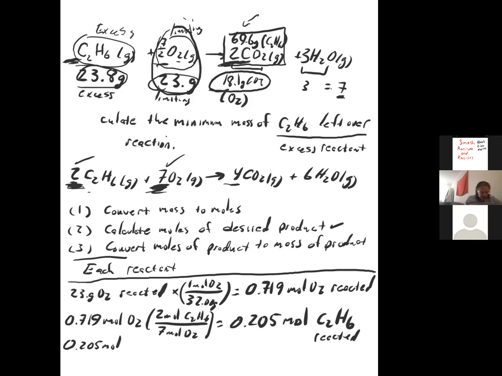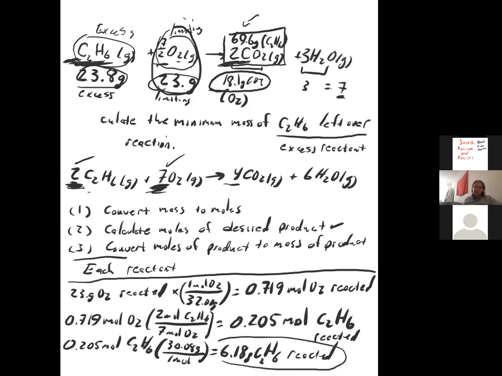0.205 moles of C2H6 times, now how much did we say this weighed? We already did that, 30.08. That's the molar mass. Remember, divide by molar mass to get moles, multiply by molar mass to get grams. So 0.205 times 30.08, and you get 6.18 grams. That's kind of cool. 6.18. So now we know how much reacted, 6.18 grams.